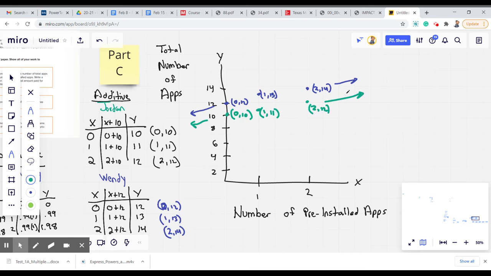And so let me ask you this: are these lines proportional? The question is, do the lines go through the origin? No, they do not. They do not cross the y-axis at the origin. They cross the y-axis at 10 and 12. So that means they are not proportional. Let's go ahead and do our last part of part C.